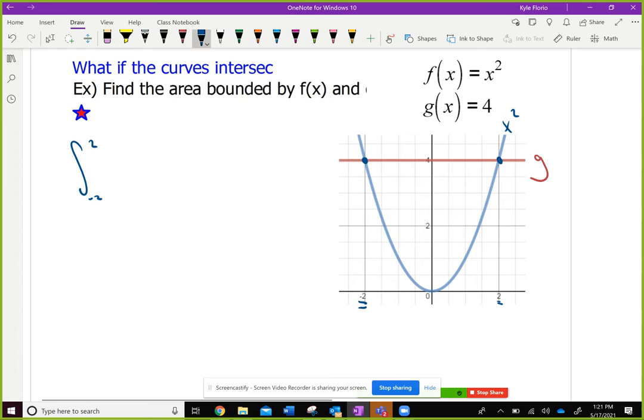And don't think f of x minus g of x. Think the top curve minus the bottom curve. What do you mean by top curve? Like, between -2 and 2, which curve is on top? Oh, straight line? Yes. Okay, this would be the top curve. Understood.